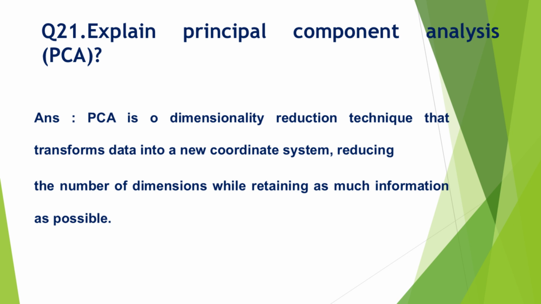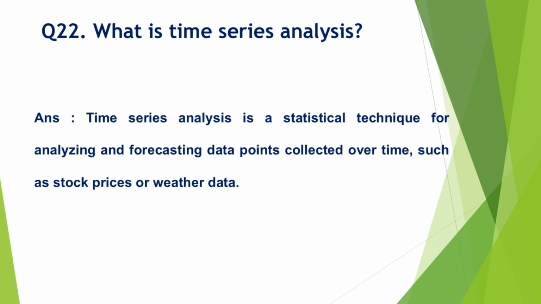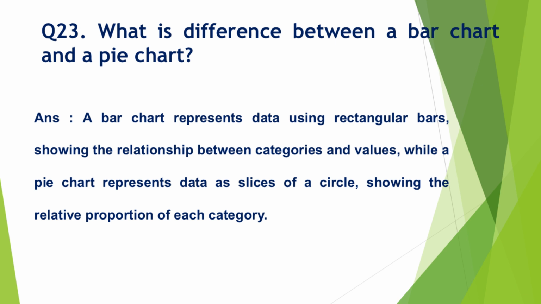Explain principal component analysis, PCA. PCA is a dimensionality reduction technique that transforms data into a new coordinate system, reducing the number of dimensions while retaining as much information as possible. What is time series analysis? Time series analysis is a statistical technique for analyzing and forecasting data points collected over time, such as stock prices or weather data.